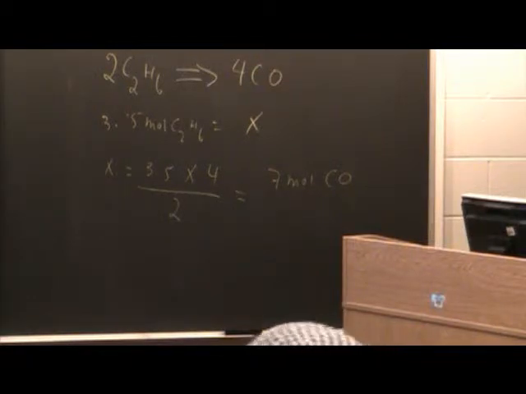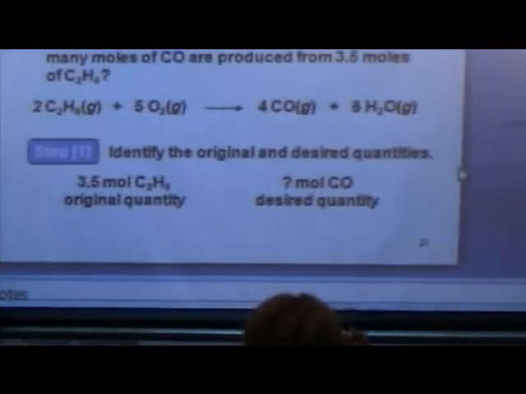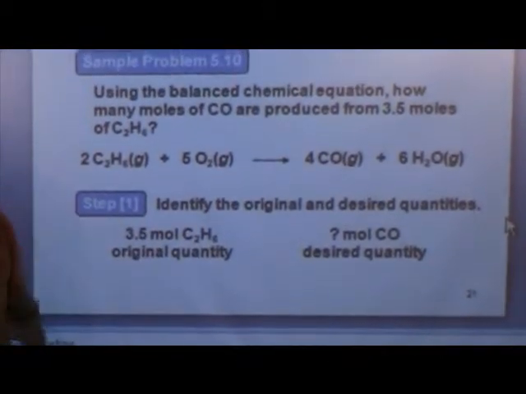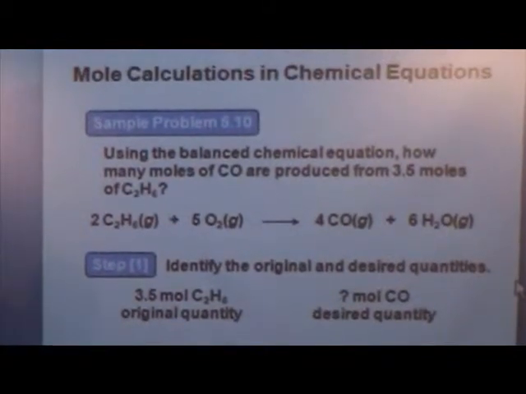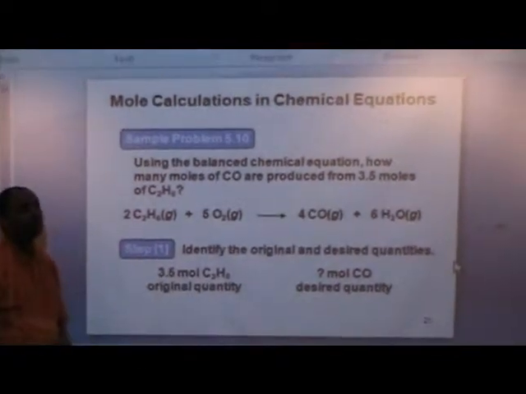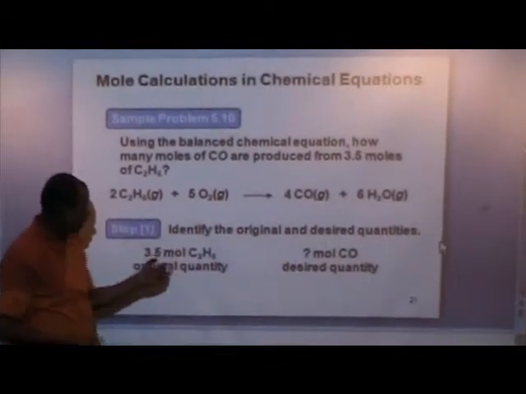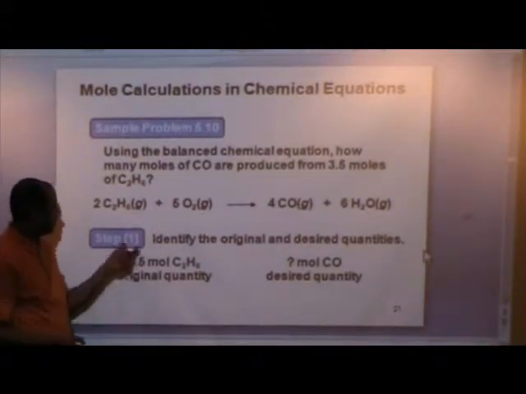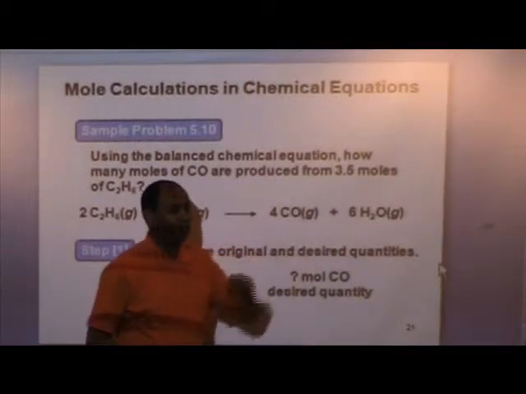Now let me expand this a little bit. For example, let me change this number. Instead of 3.5, I'm going to give you my number. I have 8 moles of C2H6. Use this equation as is, and instead of 3.5, use 8. If I have 8 moles of C2H6, how many moles of water can be generated?